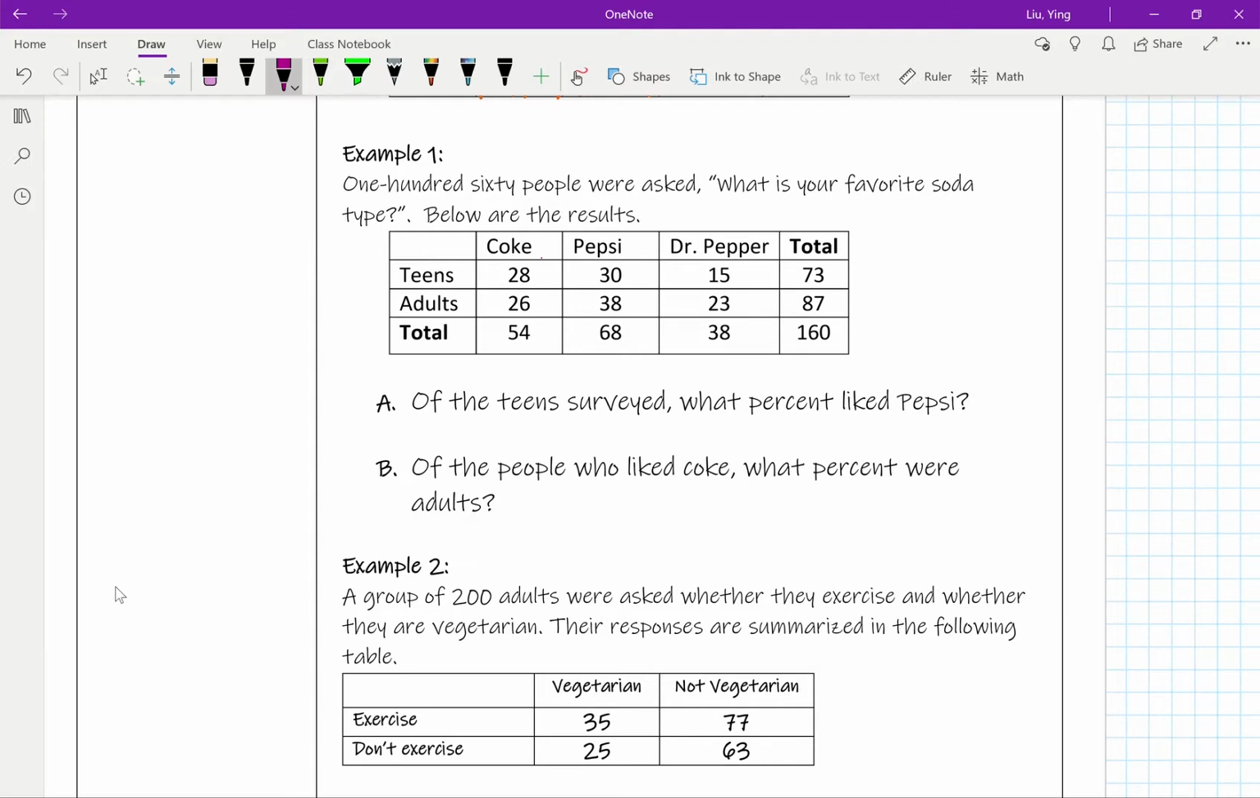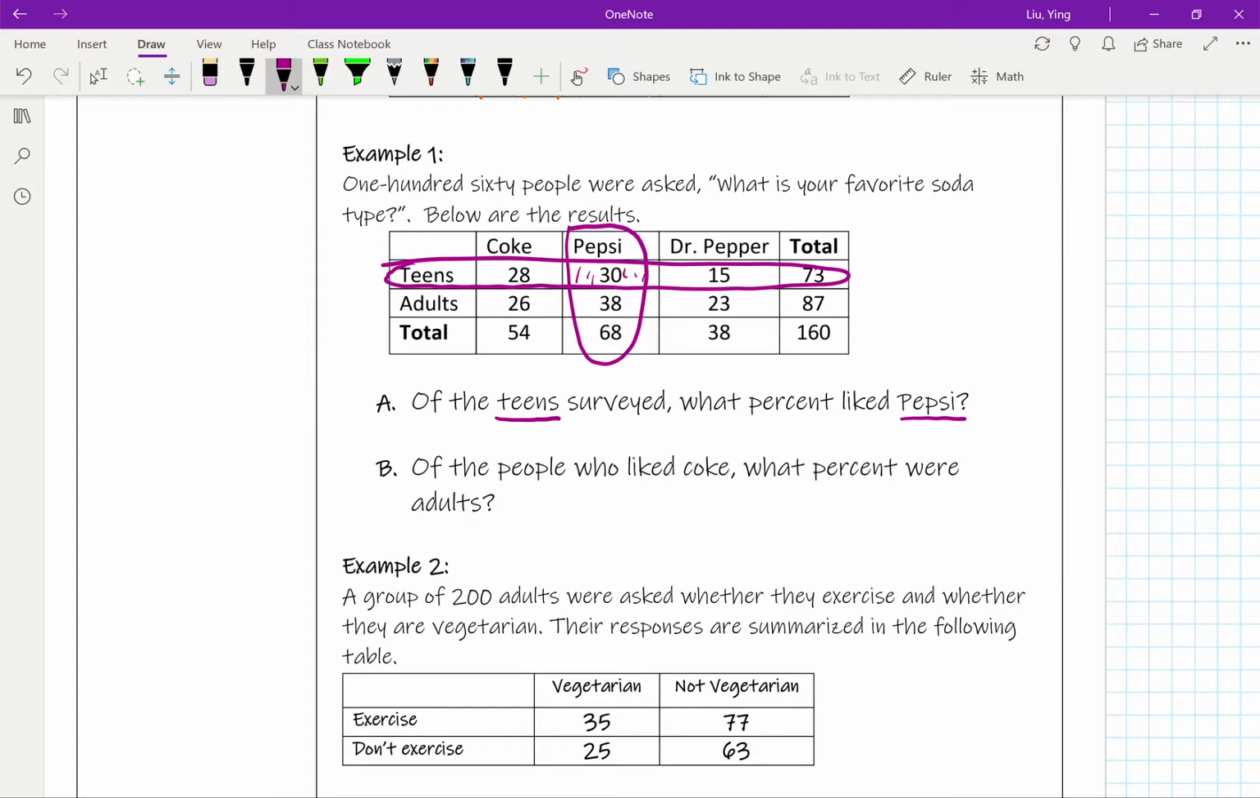All right, so part A, of the teens surveyed, what percent liked Pepsi? So this almost looked like a joint frequency because we are looking at two things. One is these people have to be teens. The other is that they have to like Pepsi. So we can start with a similar thing like when we did joint frequency. We're going to find the row that says these people are teens, and we're going to look at the column that says these people like Pepsi. And 30 people are like that.